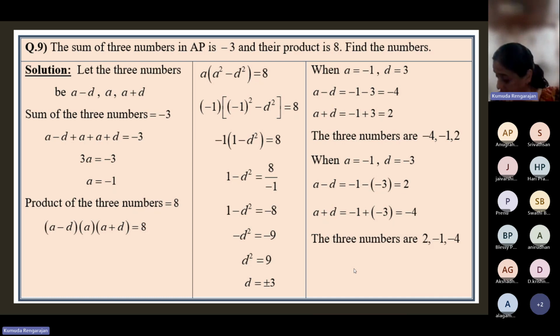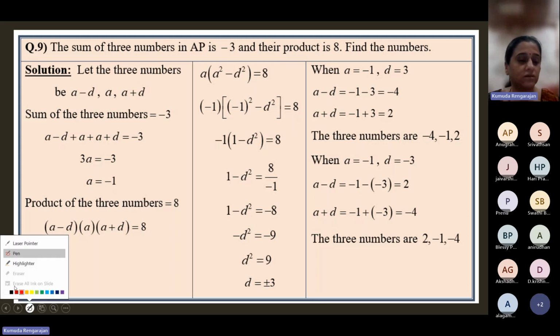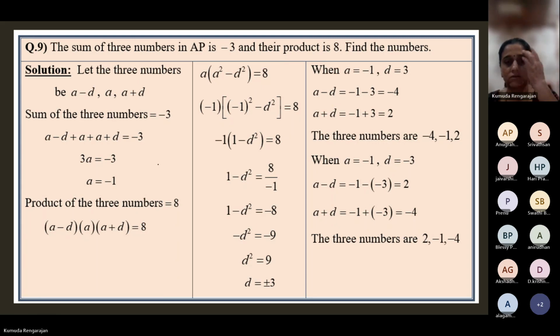I've shared my screen. Visible to all? Yes, ma'am. Okay, good. Very nice. Okay. I hope you've completed working the answer to this question. All of you?